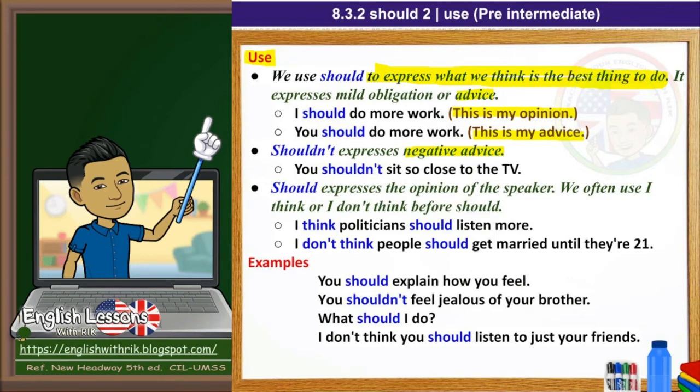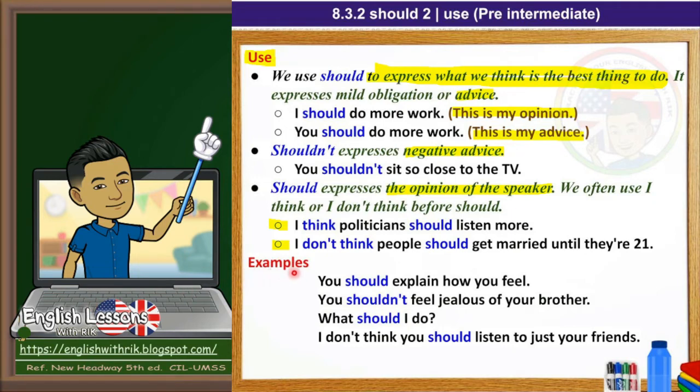Should expresses the opinion of the speaker. We often use I think or I don't think before should. I think politicians should listen more. I don't think people should get married until they're 21.